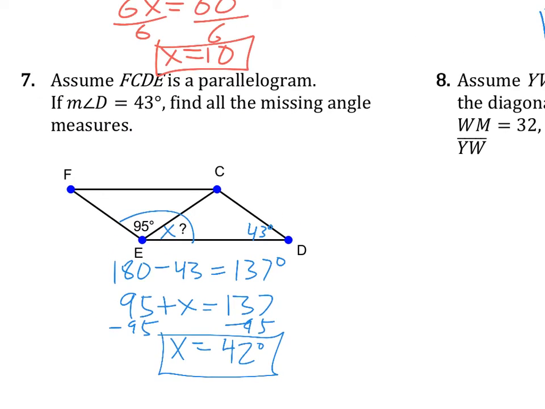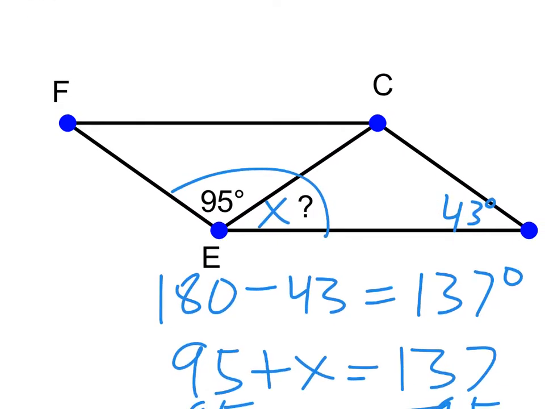So find all the missing measures, it also says here. So if that's 42, let's go a little bit further. This guy is 42. Alternate interior angle says this guy's got to be 42. This guy's got to be 95. And opposite angles are congruent. Now, there you have it.